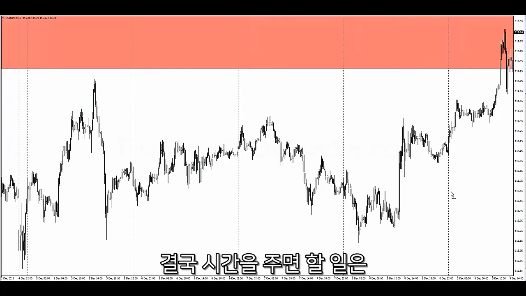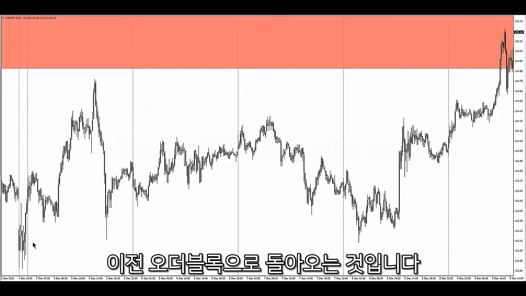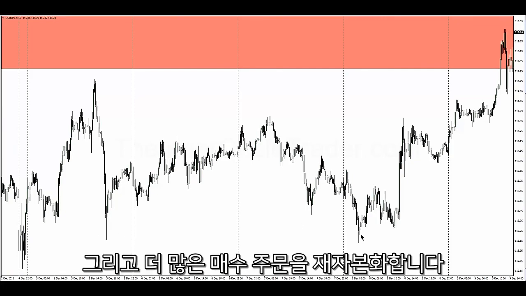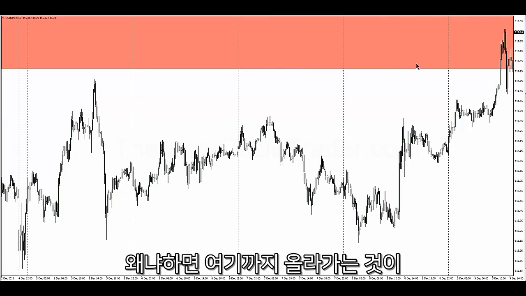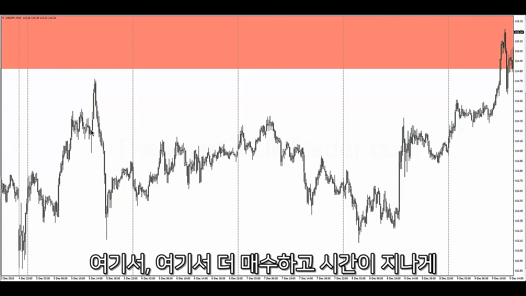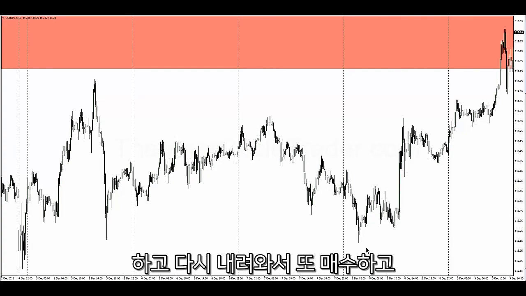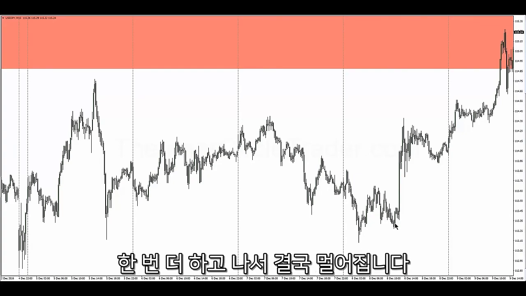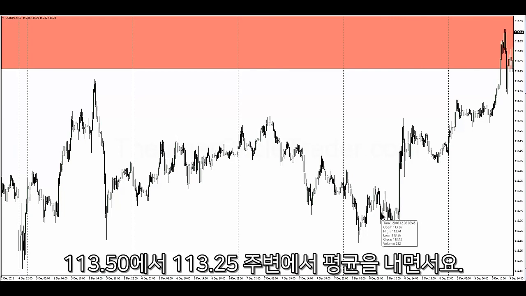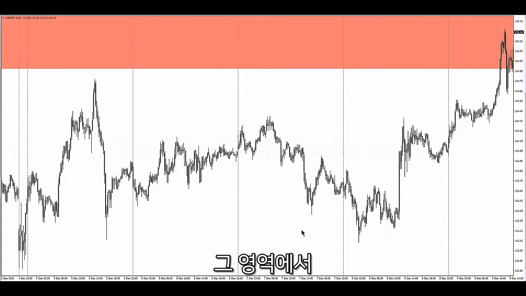But ultimately, if you give it time, all it's going to do is return back to a previous order block here, like it did here, and recapitalize more buy orders because it's a long-term objective to get up to here. So they're going to have to buy some here, buy some more here, let some time go by, and then come back down to it again, buy more of it again, and one more time, and then ultimately it runs away because they have their position built, averaging in around 113.50 to 113.25 in that area.